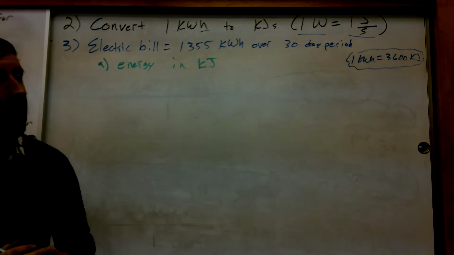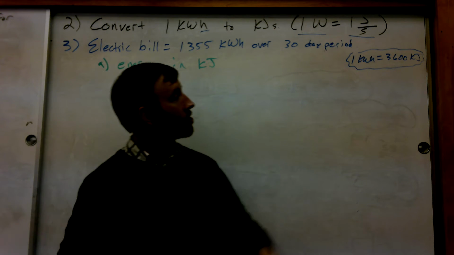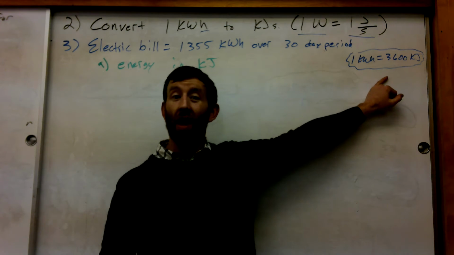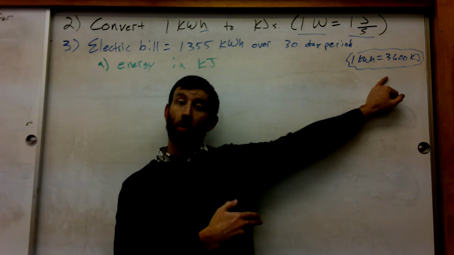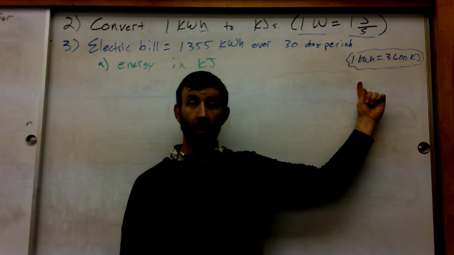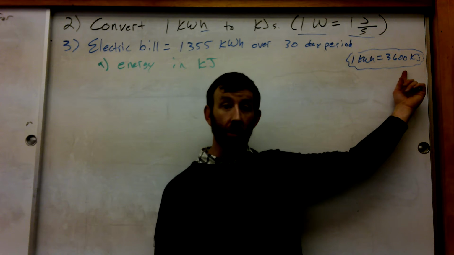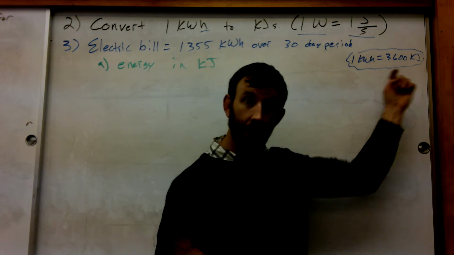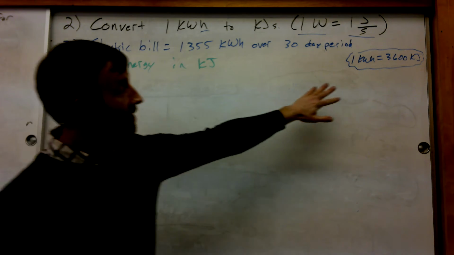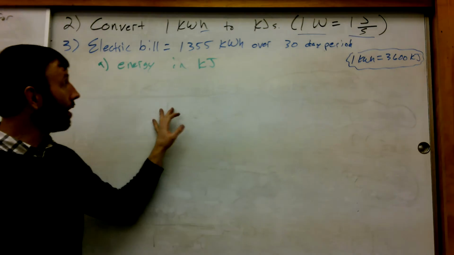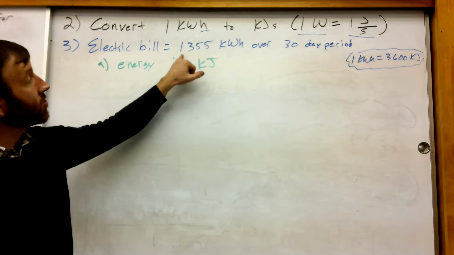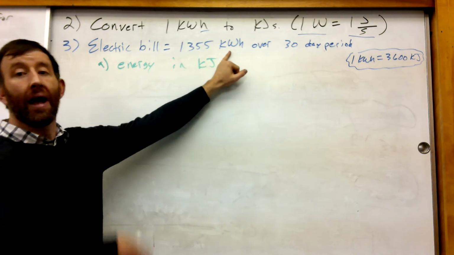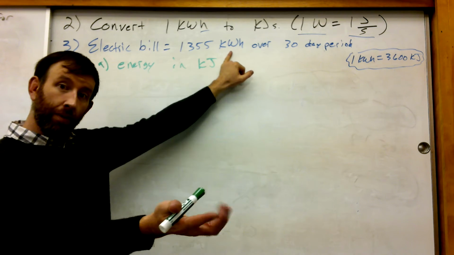Now, the reason I left this conversion over here is I didn't want to have to go through all that math again to convert kilowatt hours to kilojoules. We know 1 kilowatt hour is equal to 3,600 kilojoules. So we're going to use that conversion in our next step here. So 1,355 kilowatt hours is how many kilojoules over that 30-day period.